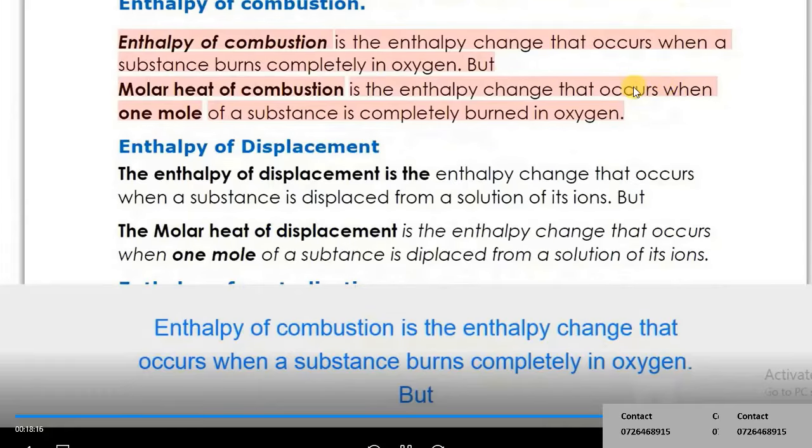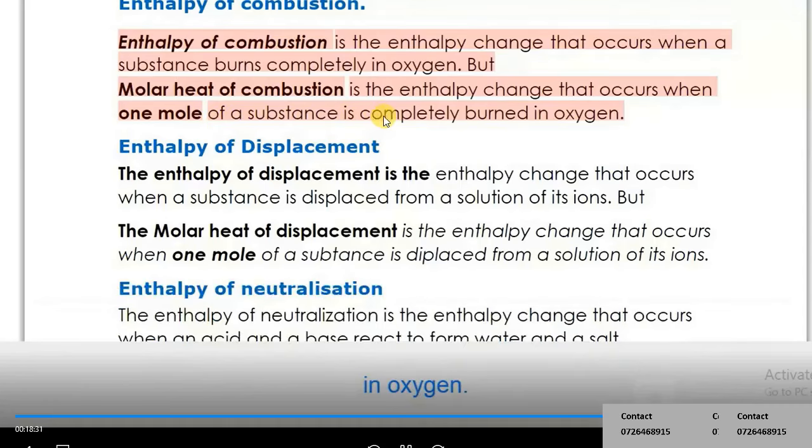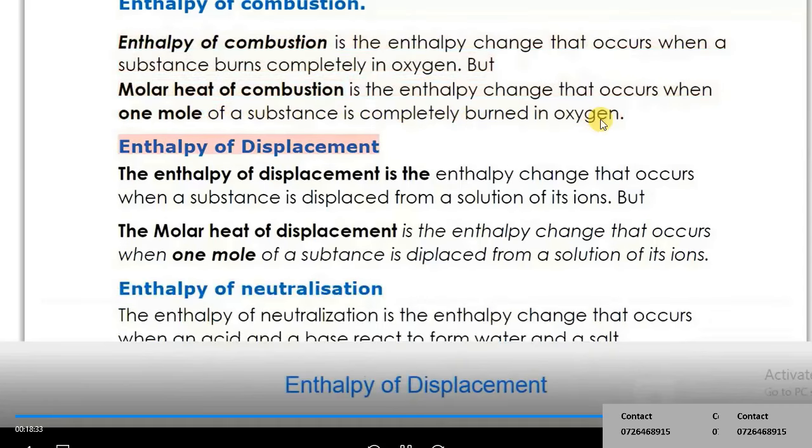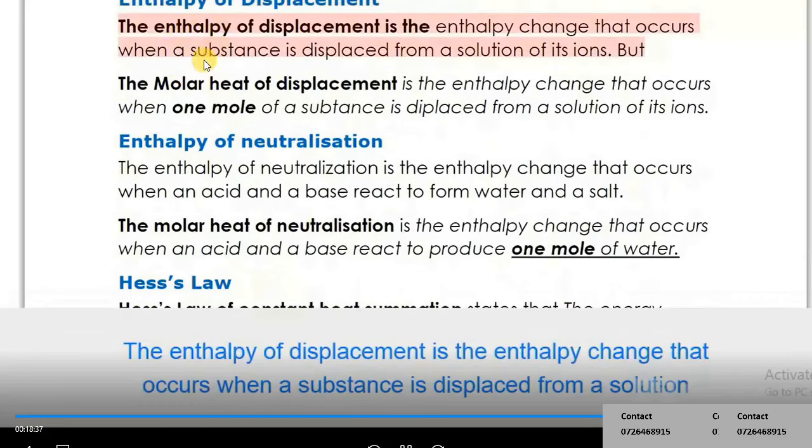Enthalpy of combustion is the enthalpy change that occurs when a substance burns completely in oxygen. But molar heat of combustion is the enthalpy change that occurs when 1 mole of a substance is completely burned in oxygen. So you can see the difference between molar heat of combustion and the other.